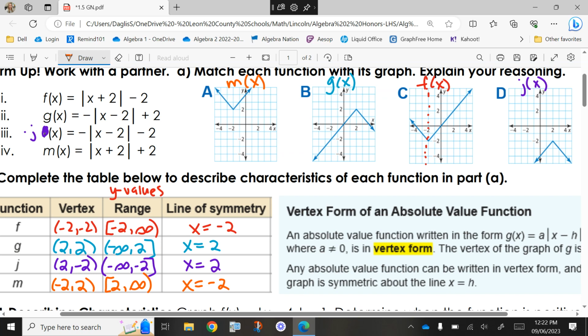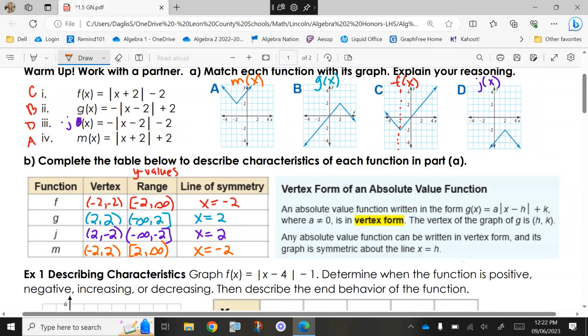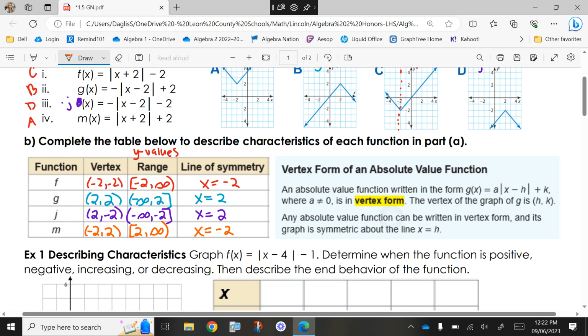Remember that, okay? Now, kind of what it says over here in this little vertex form of an absolute value function. An absolute value function written in the form g of x equals a times the absolute value of x minus h plus k, where a cannot be 0, is in vertex form, okay? And the vertex is (h, k). So we noticed that each time we pulled out from inside our parentheses or bars, the value for h flipped its sign, but the k on the end stayed the same.